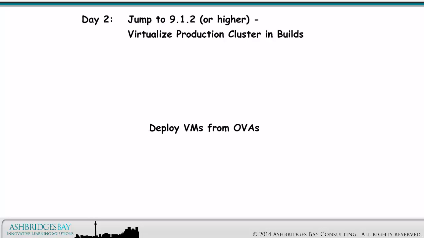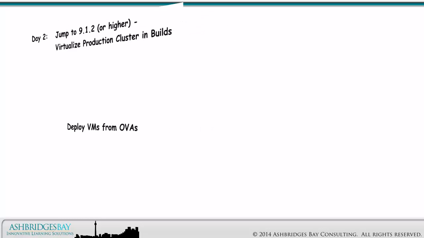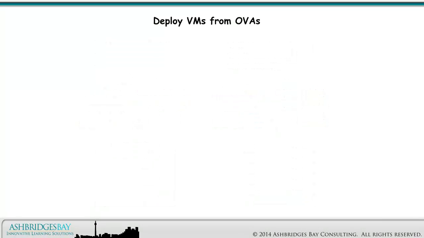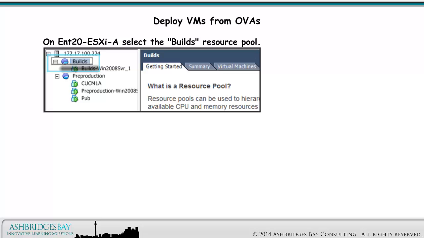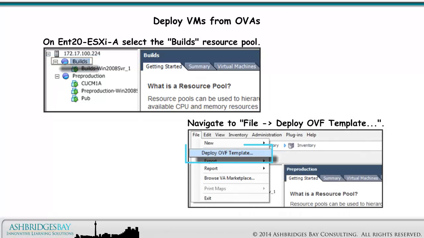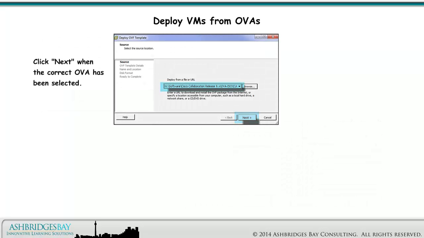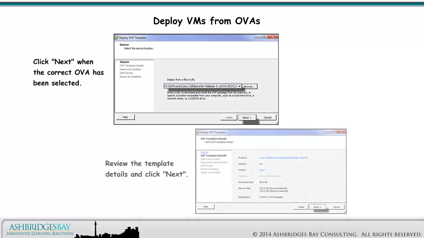Next, we need to deploy the VMs from OVAs. Pub and CUCM1A go on Builds Collab A and host Enterprise 20 ESXi-A. TFTP-B and CUCM1B go on Builds Collab B and host Enterprise 20 ESXi-B. Select the Builds resource pool. Navigate to File, Deploy OVF Template. Click Next when the correct OVA has been selected. Review the template details and click Next.